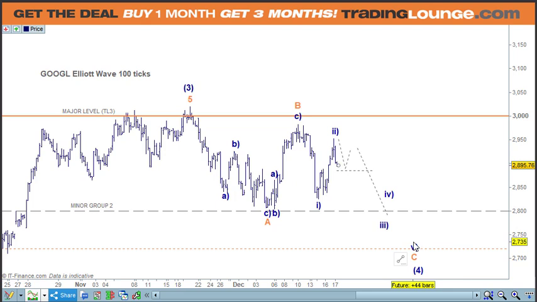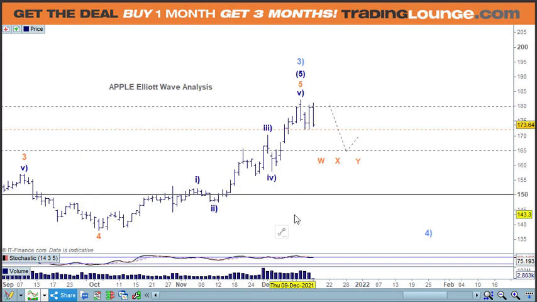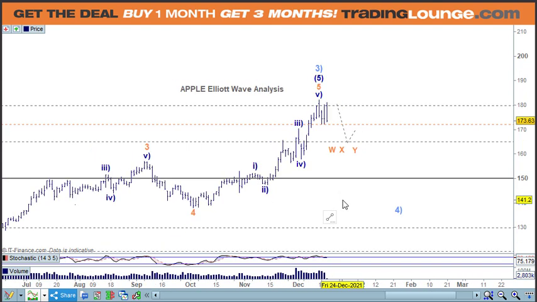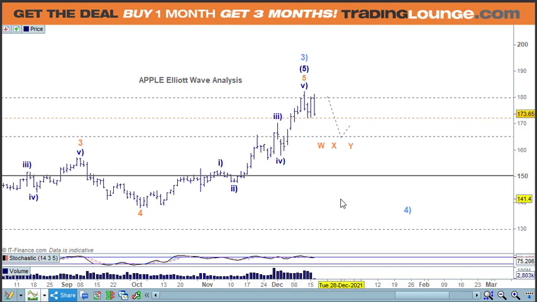So yeah, that's that. And what's next? Apple. So we'll just stay with this. I've probably got this count wrong, so I'm working 2 counts here. One of them is a bit weird, but we could come all the way down here to this wave 4 of one lesser degree, even a bit further. The other option is that we just come down to the 165 area here, which is a 38.2% retracement level. Nothing's really changed on the daily chart as such.